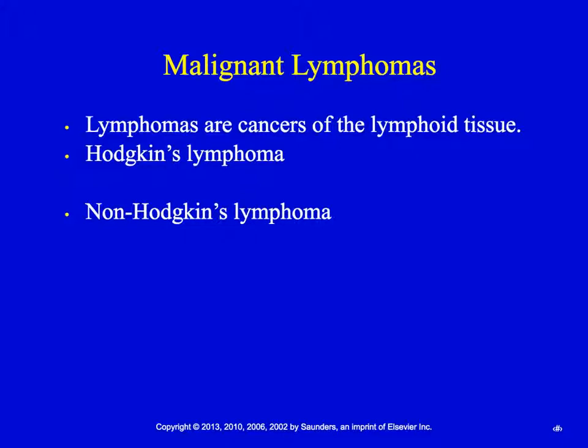Non-Hodgkin's lymphoma does not have the Reed-Sternberg cell as a specific cancer cell type. That is how they differentiate them. This type of lymphoma is more common in men and in older adults. Of course, we don't know what the exact cause is. We do think it's some kind of autoimmune disorder.